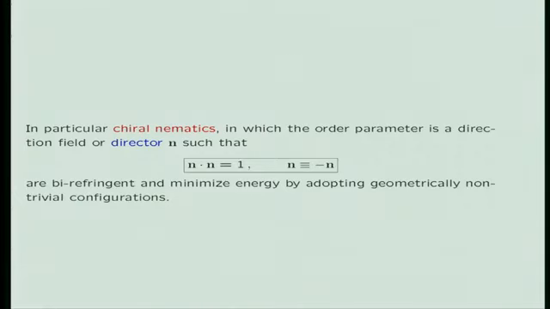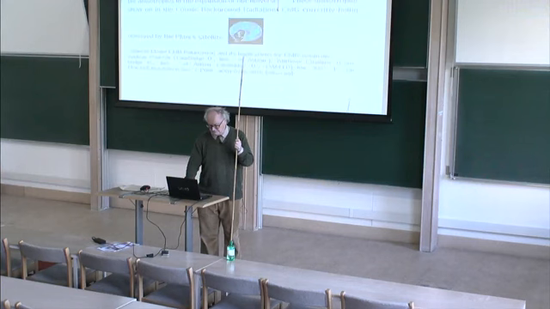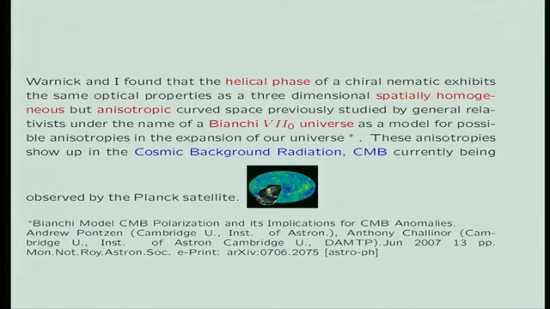and the configurations they want to adopt are typically those found by minimizing a free energy, and you will get some non-trivial configurations. Now, what Warnick and I found is that if we take the helical phase, which I'll describe in more detail, it has the same optical properties as a certain three-dimensional, spatially homogeneous, but anisotropic curved space, which had previously been studied by general relativists under the name of a Bianchi 7 sub-zero universe. I'll explain what that means.